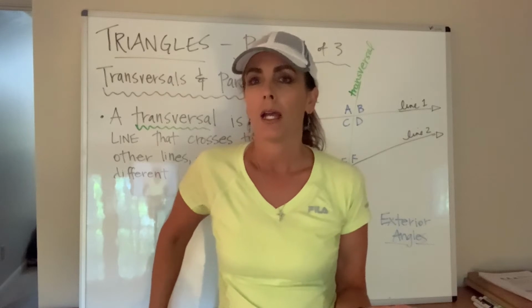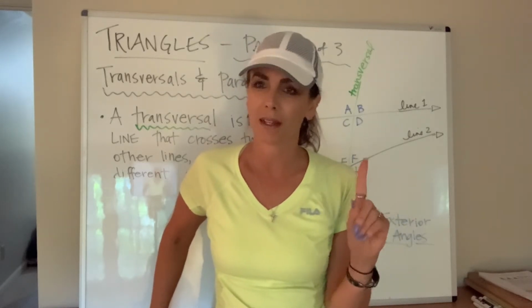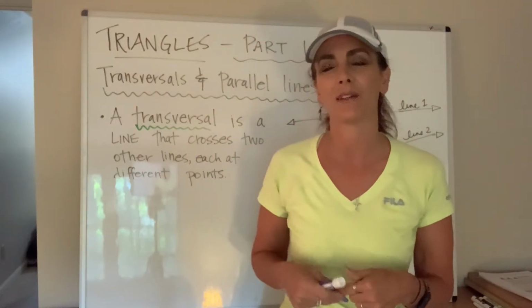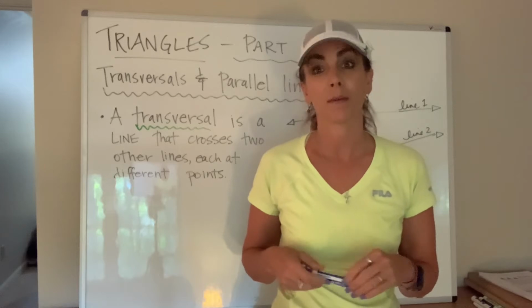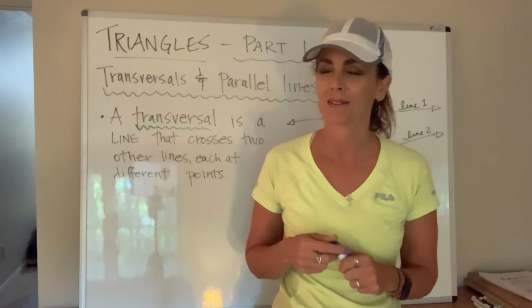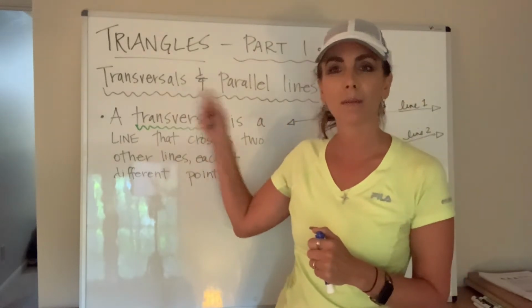In order to do that, we need to first start with something else. This is not triangular, but we're going to need this information in order to prove some of the theorems, at least one of the theorems about triangles. So we're going to talk about transversals and parallel lines.